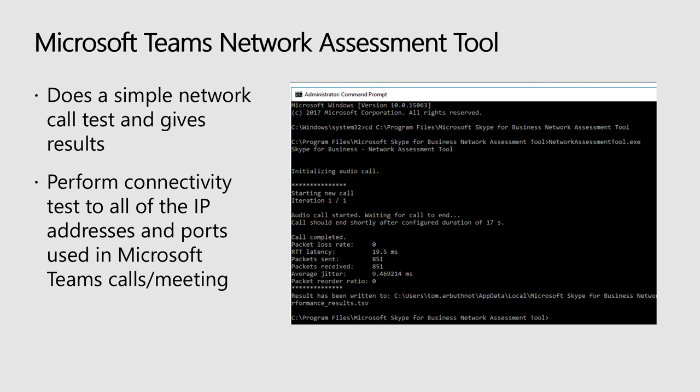Something that's relatively new, a few months old, is it now tests actual connectivity to all the IP addresses and ports used in Microsoft Teams. So now it's not just a media test, but it's also checking that endpoint can get to the right FQDNs and the right IP addresses and the right ports. So again, as a minimum, I'd really recommend running that just to make sure your proxy and your firewall team are all lined up correctly with the right things open.